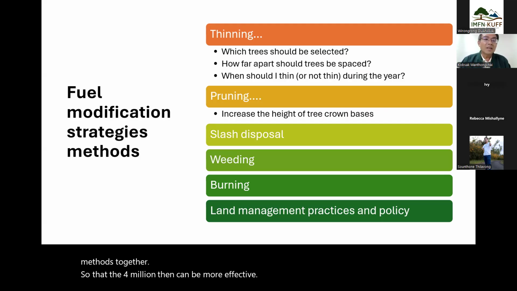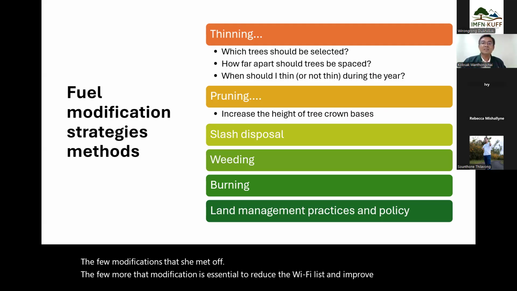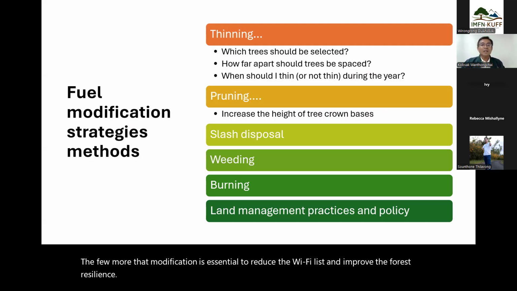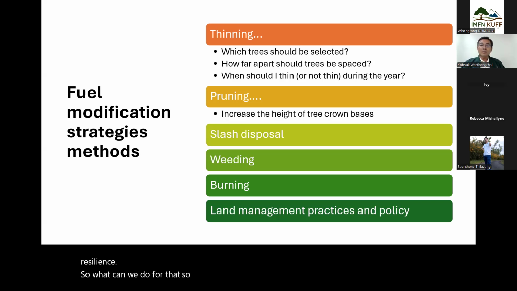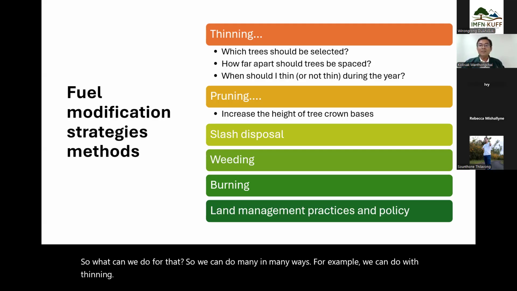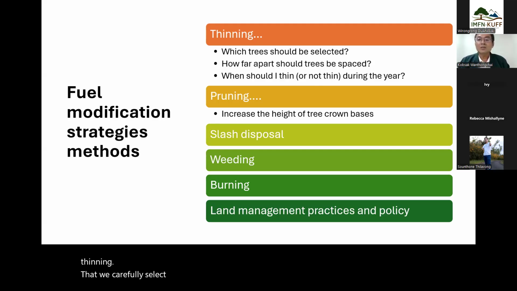The fuel modification strategy method. Fuel modification is essential to reduce the wildfire risk and improve forest resilience. So what can we do for that? We can do it in many ways. For example, we can do thinning, where we carefully select which trees to remove and determine the right spacing to reduce the crown fire risk.